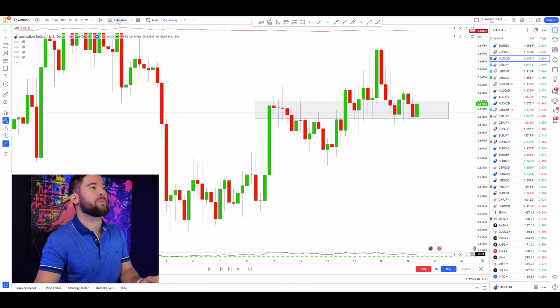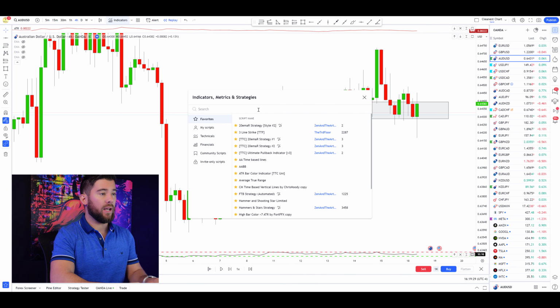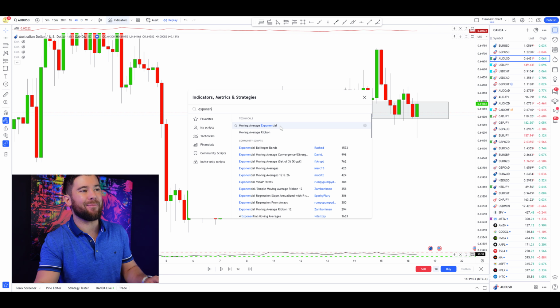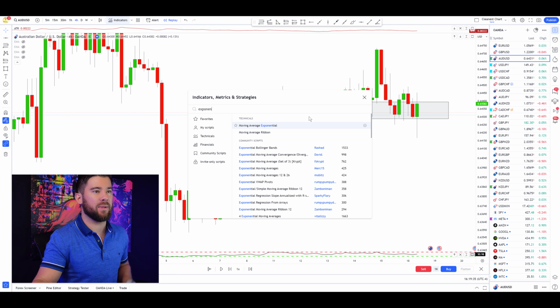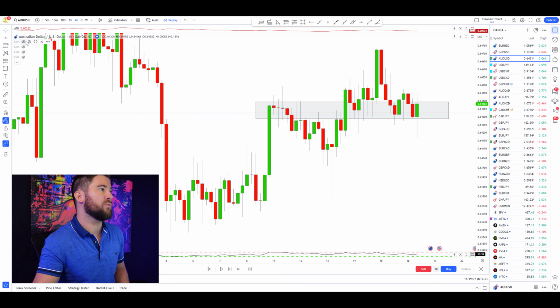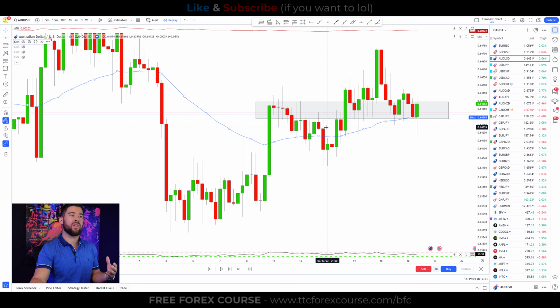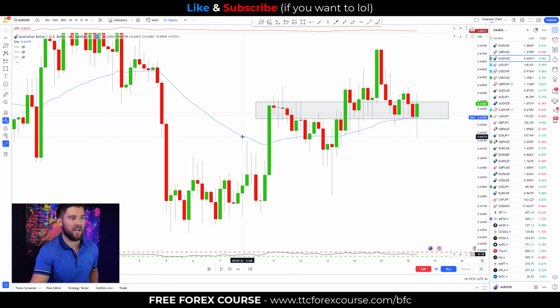You can find that just by going to indicators, typing in exponential. If you can figure out how to spell that, it's tough for me. And then it'll be the top one that says moving average exponential. Apply that to your chart. Once you do, you'll just need to go into the settings of that indicator and you'll go to inputs and type in 50 for length. That's all you need to mess with. Just change the length to 50. Then you will have a 50 period exponential moving average on your chart, which is the blue line you see on my chart now.